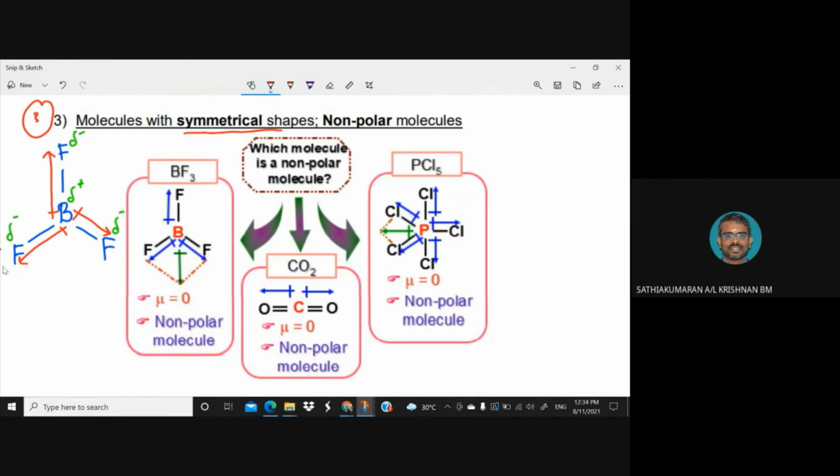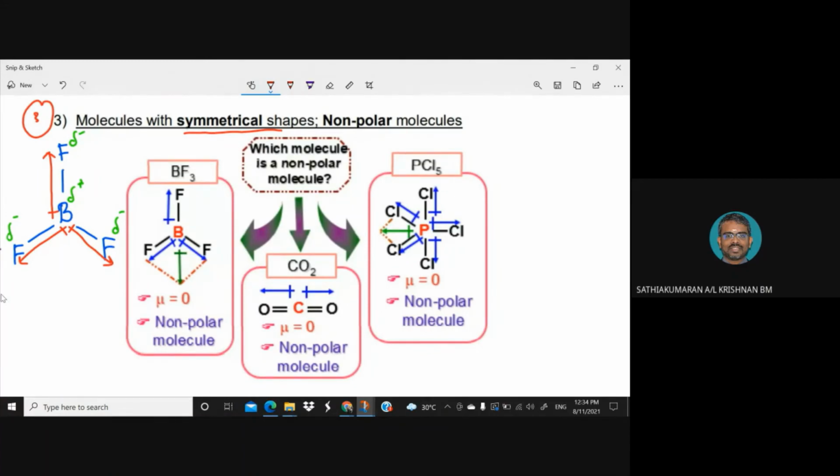Okay, I already drew. If you want to draw down here also, you can, no problem. Why did I never draw down? Because there is no space clash. That's why I draw here. If you want to draw like this also, you can, no problem. I already drew the bond dipole.